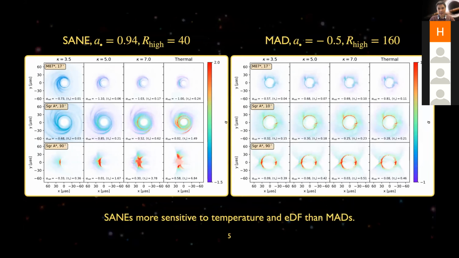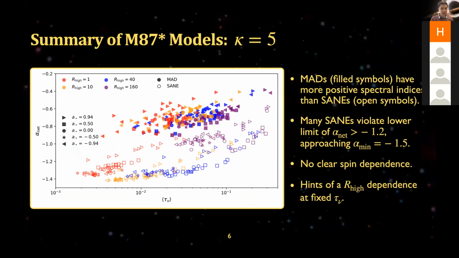This is doing the same exercise for a MAD. And you can see here that the differences are a lot less obvious. So the SANEs are more sensitive to the temperature and the electron distribution function than the MADs are, it turns out. So now let's take a look at all of these models.